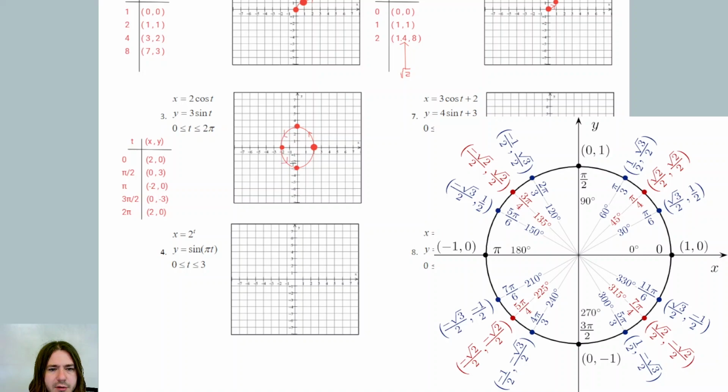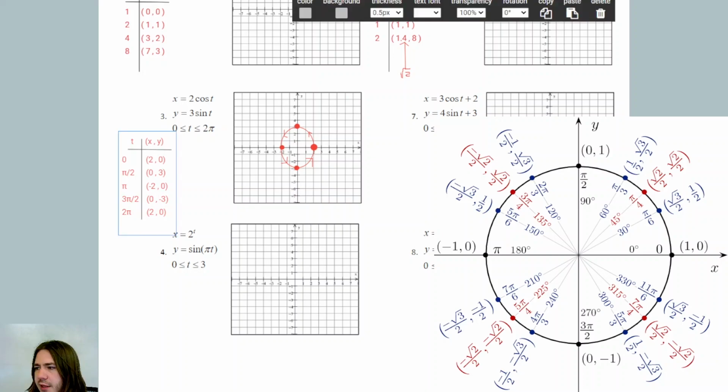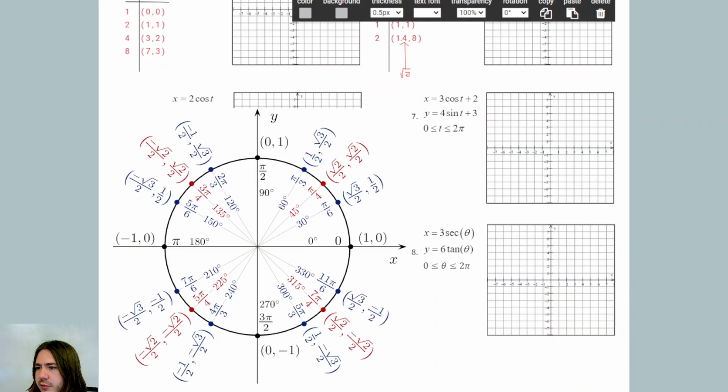All right, so there's number 3. For number 7, similar problem. So I'm going to have the same t values to work with. And let me move this unit circle over so you can see the problem.